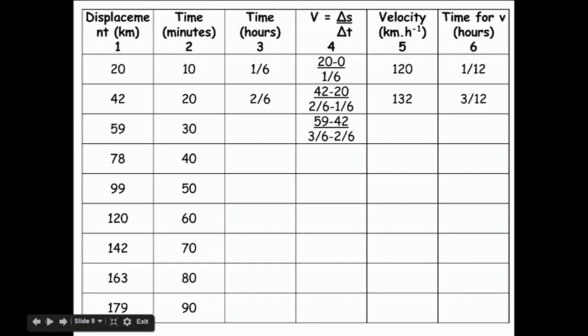I like this particular exercise because it forces them to be reminded about conversions. Minutes, we don't have such a thing as meters per minute or kilometers per minute. We have to go either into seconds or into hours. What is 10 minutes of an hour? It's 1/6 of an hour. What are we going to be working in? We're then going to be working in kilometers per hour.